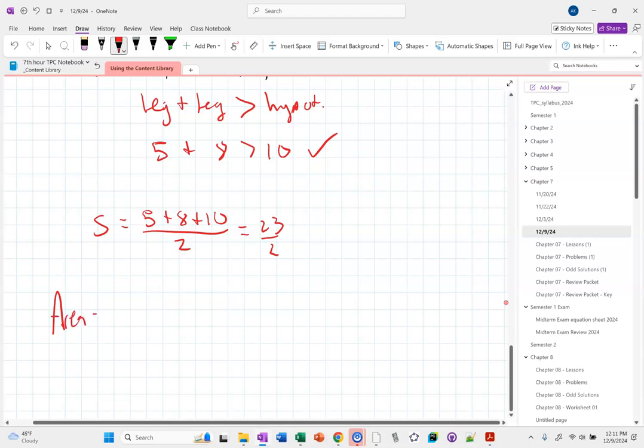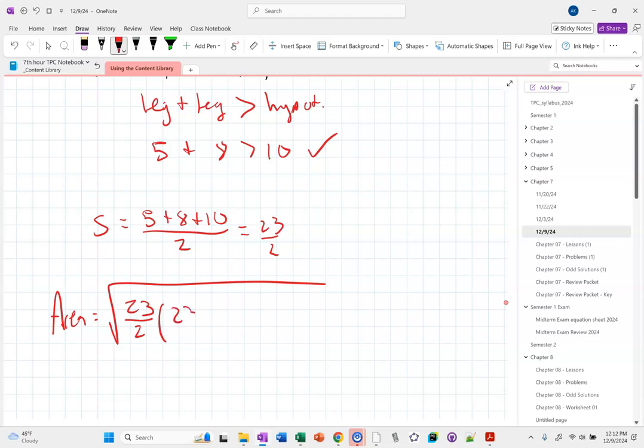So now to compute my area, 23 over 2 times 23 over 2 minus 5 times 23 over 2 minus 8 times 23 over 2 minus 10.